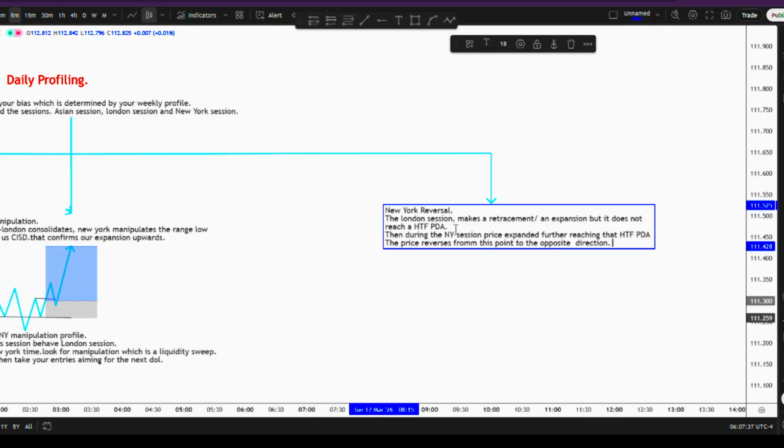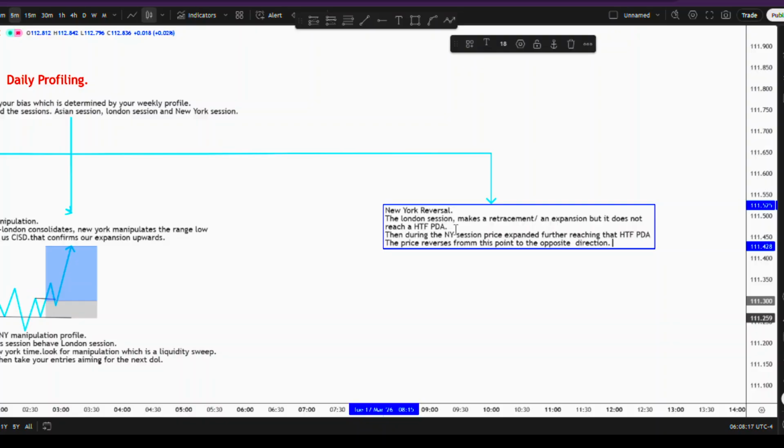So think of it this way. For example, the London session itself reaches the key level and reverses. That is in case of London reversal. And then New York reversal is simply London failed to reach this level or falls short, leaving room for the New York session to come and complete its run to the higher time frame PDRA level. So after it has reached there, price will reverse from this higher time frame PDRA level.